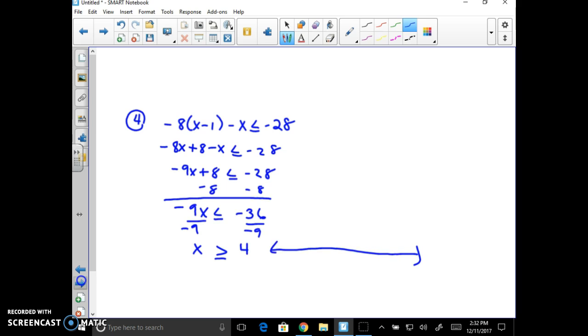That's a crooked number line. 2, 3, 4, 5, 6. Closed circle at 4, and all these make that inequality true. So it starts at 4, and it's closed, so I'm going to use a bracket, and it's going to keep on going to infinity, and we never use brackets with infinity. Let's see number 5.